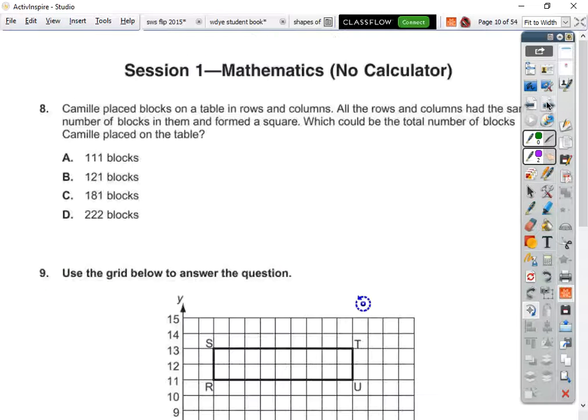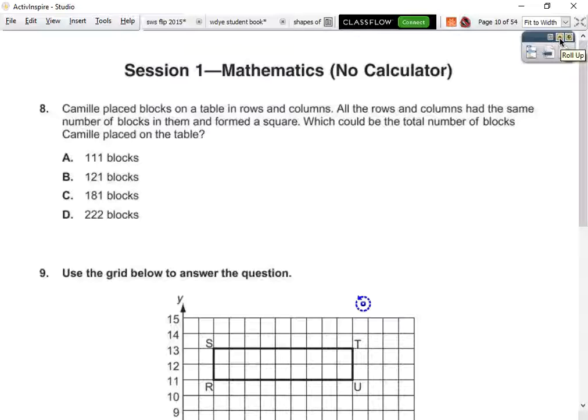All right, next problem. Camille placed blocks on a table in rows and columns. All the rows and columns had the same number of blocks in them and formed a square. Which could be the total number of blocks Camille placed on the table? So all the rows and columns had the same number of blocks in them. It formed a square. So we're looking for a number that is a square number. And the only square number we have here is 121, which means you have an 11 by 11 square.